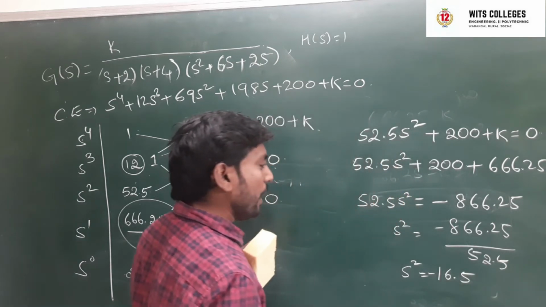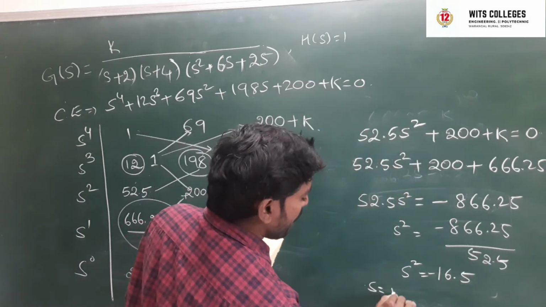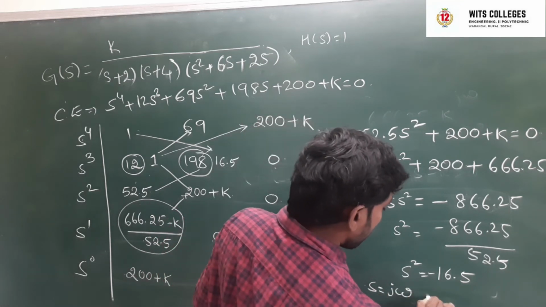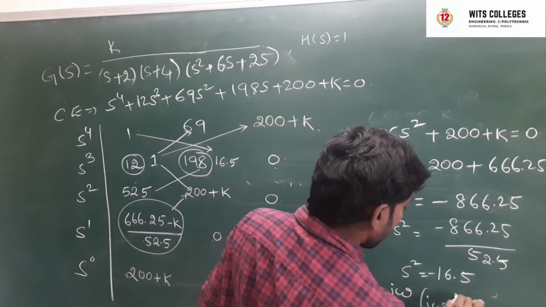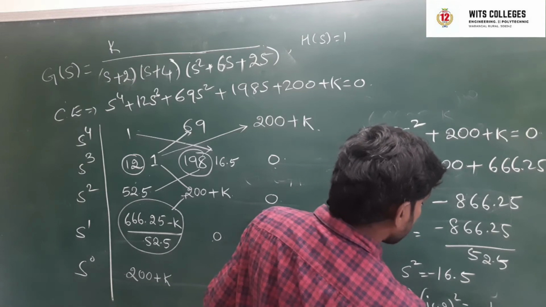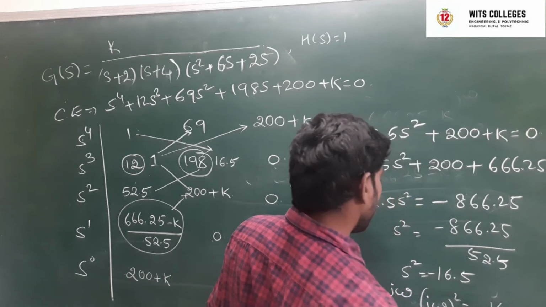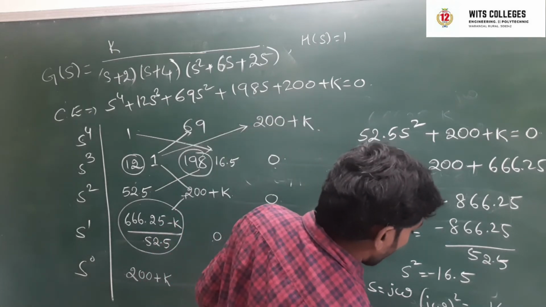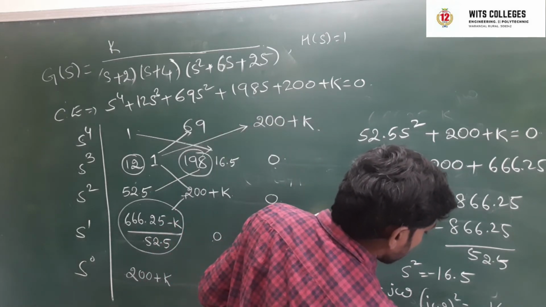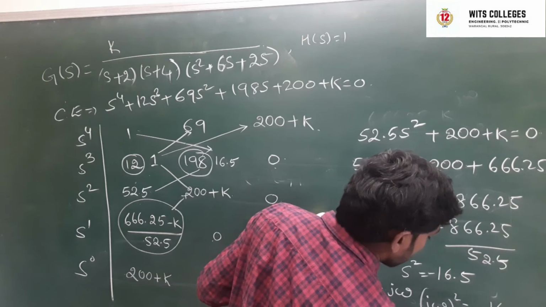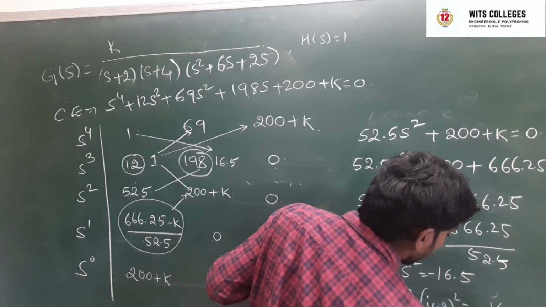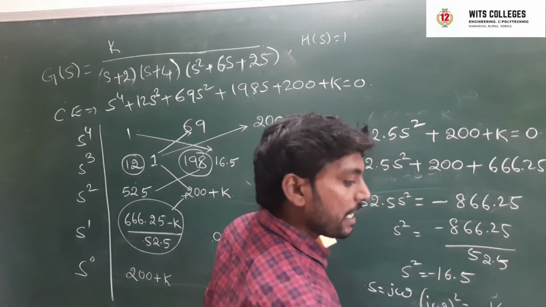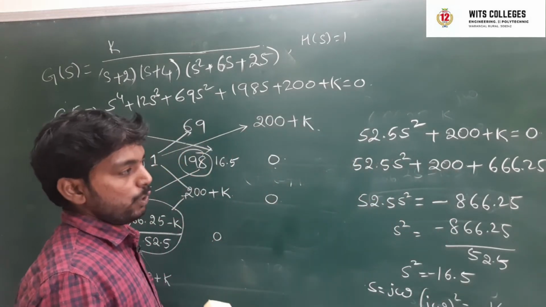Here we need only omega. Here s is equal to j omega. Substituting, j square omega square is equal to minus 16.5. Here j square is nothing but minus 1. Here omega square is equal to 16.5. Here omega is equal to root 16.5, that is equal to 4.06. The value of omega is 4.06.